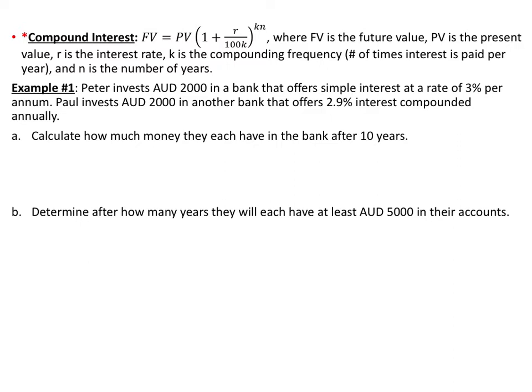For this first example, it says that Peter invests 2,000 Australian dollars in a bank that offers simple interest at a rate of 3% per annum, or per year. Paul invests 2,000 Australian dollars in a bank that offers 2.9% interest compounded annually. We want to calculate how much money they're each going to have in the bank after 10 years, and then determine how many years it will take for each of them to have at least $5,000 in the bank. So the first one has simple interest, and the second one has compound interest. Go ahead and pause the video and calculate those.